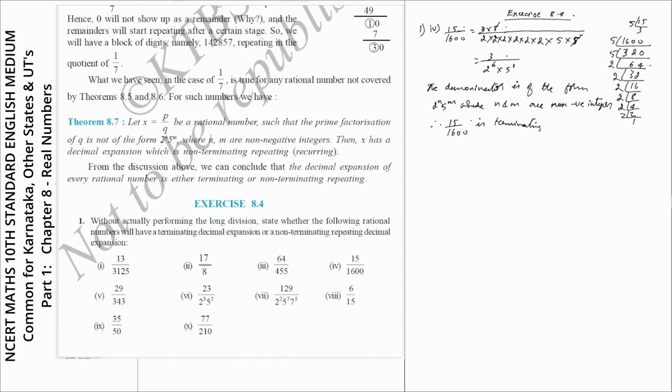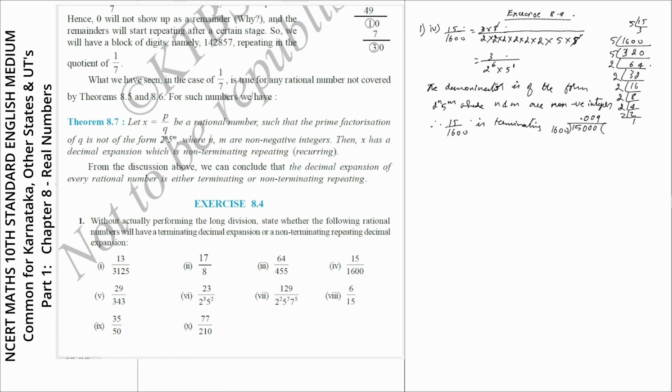So we'll evaluate that one. So 15 when divided by 1600, it's not divisible, so I'll take one decimal, put 1 0. Now also it's not divisible, again one more 0 I'll take, and one more 0 I'll take.